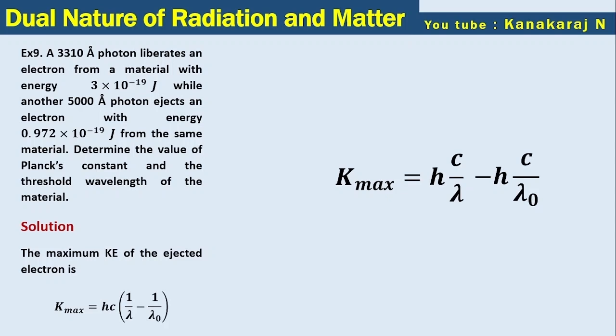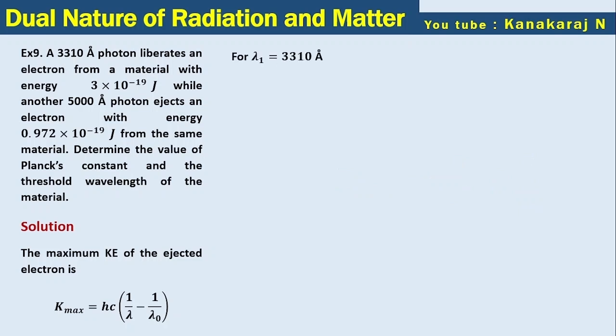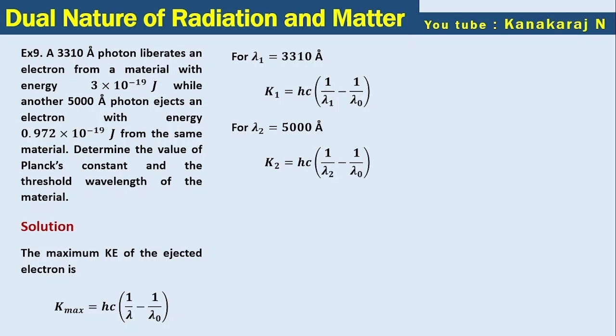There are two photons given with different wavelengths. So for lambda 1, 3310 Angstrom, the K max K1 equals hc multiplied by 1 upon lambda 1 minus 1 upon lambda naught. For the second wavelength lambda 2 equals 5000 Angstrom, we have K2 equals hc multiplied by 1 upon lambda 2 minus 1 upon lambda naught. Subtracting these equations, we get K1 minus K2 equals hc multiplied by 1 upon lambda 1 minus 1 upon lambda 2.